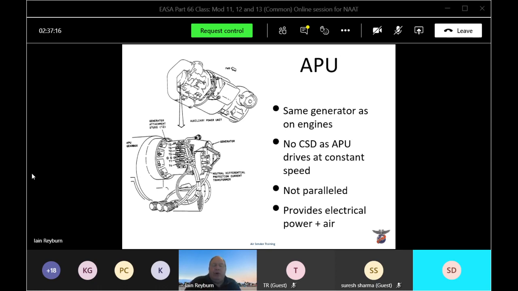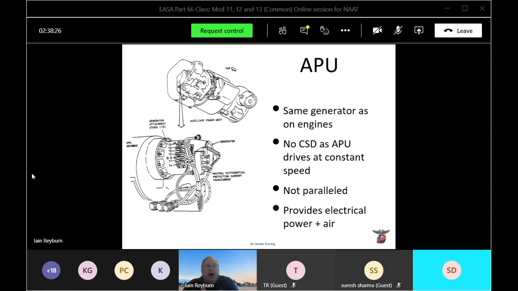My APU is a small gas turbine, usually down the back of the aircraft, usually under the fin somewhere. And the APU, unlike the engines where you can move the throttle, will run up to one specific RPM and it won't change. Therefore, at the back of my APU, I can put my generator without a constant speed drive unit or a variable speed constant frequency type generator, because the rotation from my APU gearbox is constant. So the RPM of the armature in my generator is constant. Therefore, the frequency is constant.